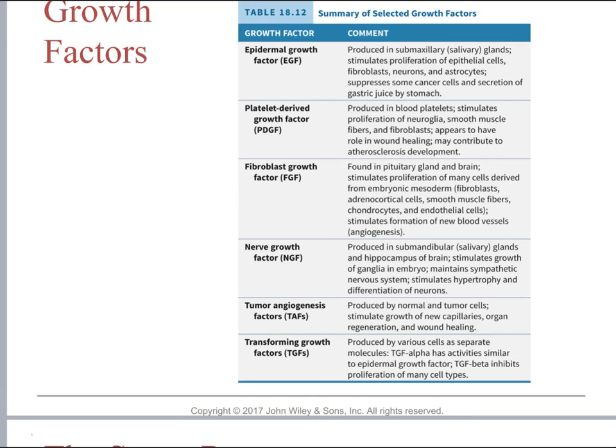Tumor angiogenesis factor, TAFs, produced by normal and tumor cells, stimulate growth of new capillaries, organ regeneration, and aid in wound healing. Transforming growth factor, this is TGFs, produced by various cells as separate molecules. TGF alpha, for example, has activity similar to epidermal growth factor, and TGF beta is going to inhibit proliferation of many other types of cells.